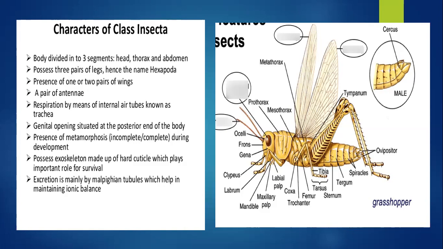These insects possess an external outer layer, which is very hard and thick. You can see this very hard layer present as a covering on the external structure of the insect, which is called the cuticle. This cuticle plays an important role in the survival of an insect because it forms a protective layer. Not only that, it has a lot of other functions as well. Excretion is mainly by the malpighian tubules, which help maintain the ionic balance of the insect. Because of these characteristics, insects are classified under the class Insecta of the phylum Arthropoda.